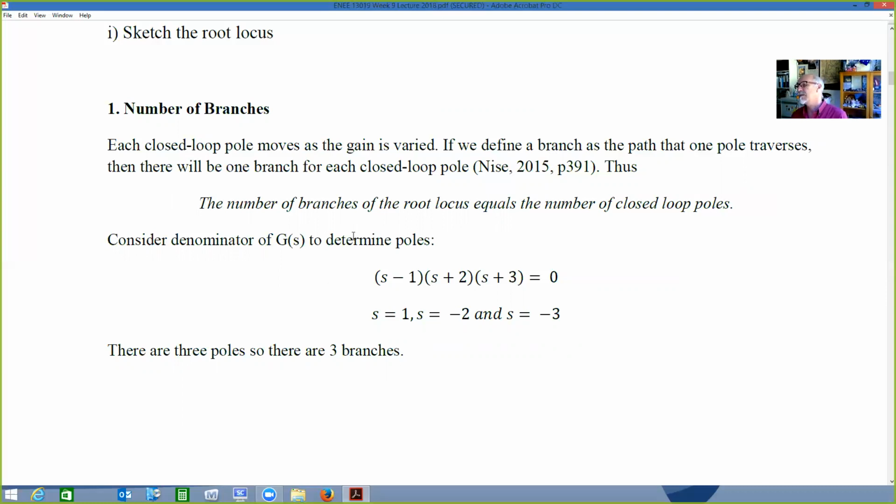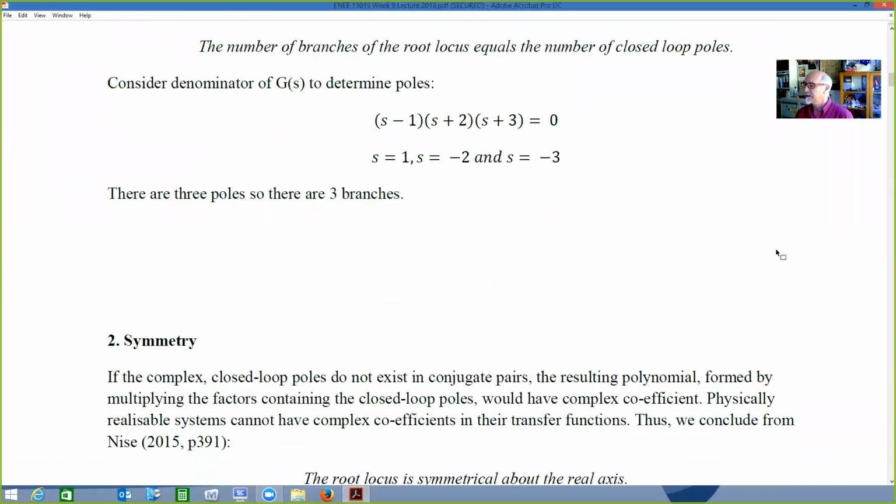So how do you go about doing that? Well, all you do is consider the denominator, and of course, that's the characteristic equation. Equate it to 0, and you can determine your poles. In that case, it's already been factorized for you, nice and easy. As you can see, we must have 3 poles, one at s equals 1, one at s equals -2, and the other at s equals -3. So there are 3 poles, so there are 3 branches. Easy as that.